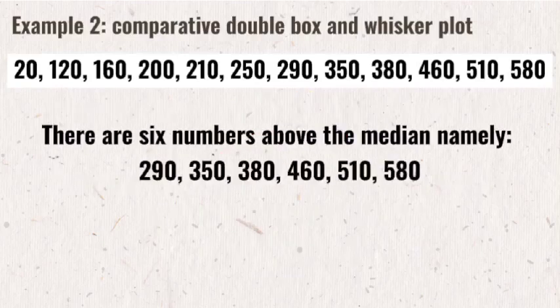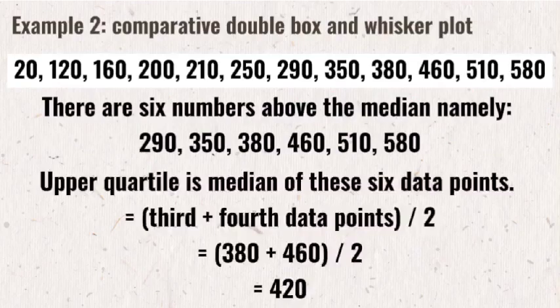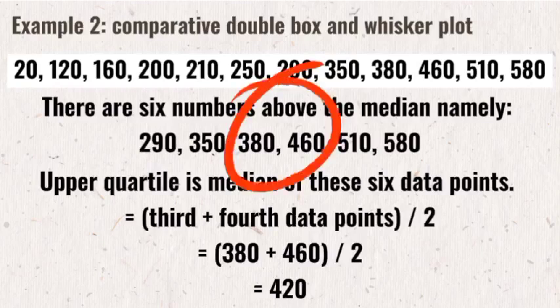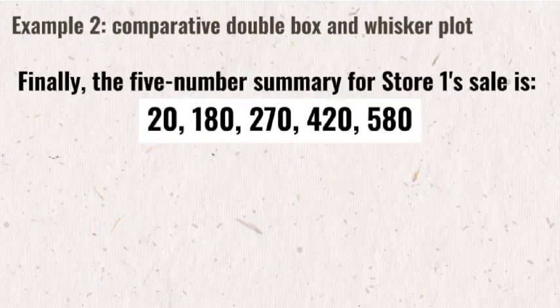There are also 6 numbers above the median, namely 290, 350, 380, 460, 510, and 580. Upper quartile is the median of these 6 data points. The 3rd plus 4th data points divided by 2 equals 420. Finally, the 5-number summary for store 1 sales is 20, 180, 270, 420, and 580.